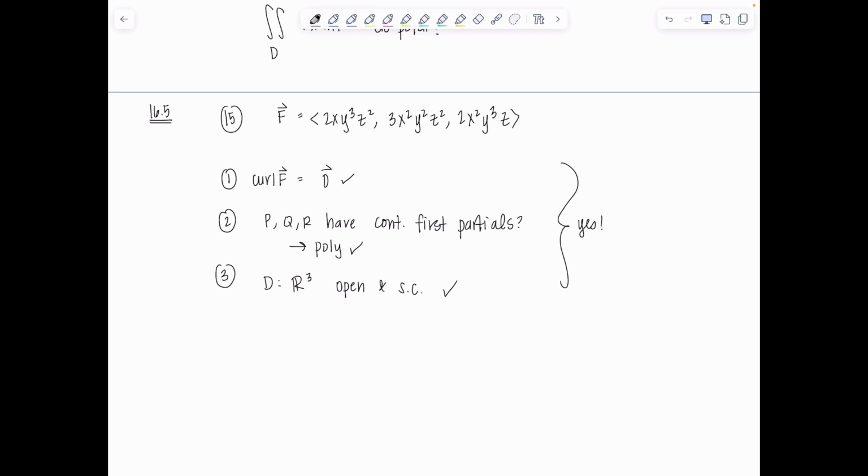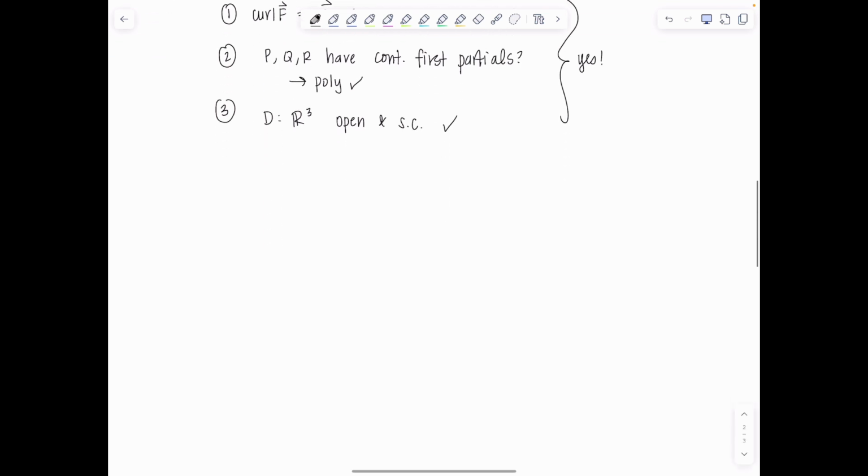Oh, okay, 19. Who needed 19? Terme, did you find the curl? The curl was it, oh, when you check what it was in the back, it didn't match? Oh no.